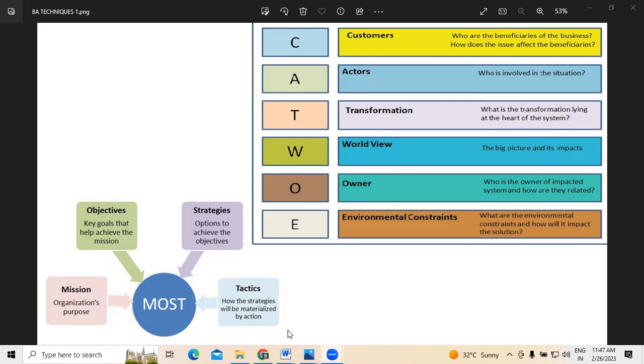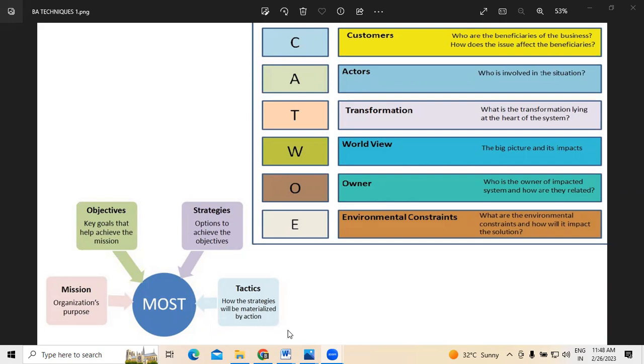Next, W stands for worldview: the bigger picture and how it is getting impacted. Please do remember, impact need not be a negative word. Impact can also be considered and used in a positive manner. So we have to think from both ways: from a positive impact as well as how it is adversely impacting.